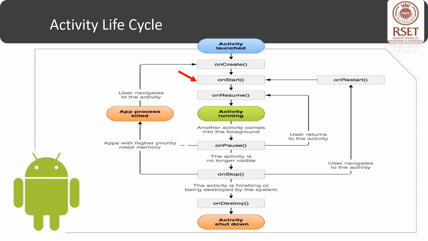Then we have the onStart method. This method will be invoked when the activity enters the start state by completing the onCreate method. This method makes the activity visible to the user, and the method execution will finish very quickly.